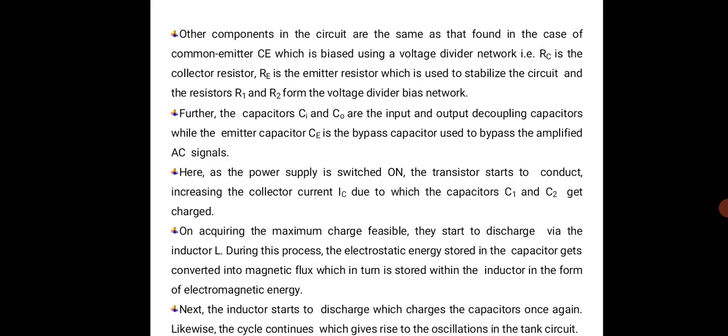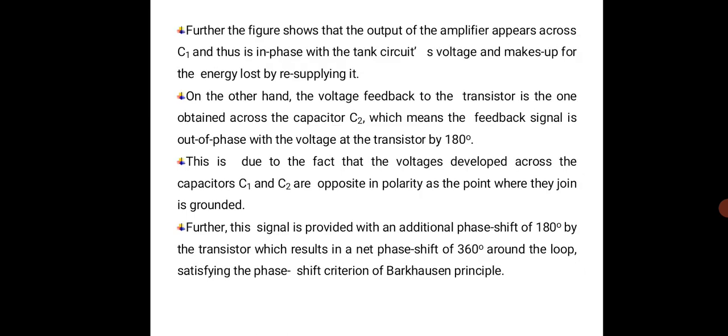So first, C1 and C2 will keep charging, and once they reach maximum charge, they will discharge through the inductor. Once the inductor keeps discharging, again C1 and C2 will charge. So this gives you sustained oscillations through the tank circuit. The figure also shows that the output of the amplifier appears across C1, and thus it is in phase with the tank circuit's voltage and makes up for the energy which is lost by resupplying it.